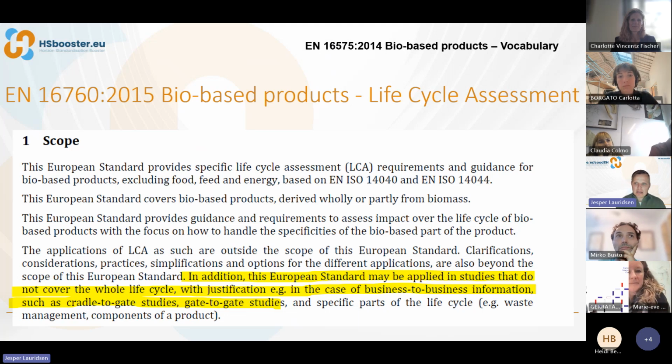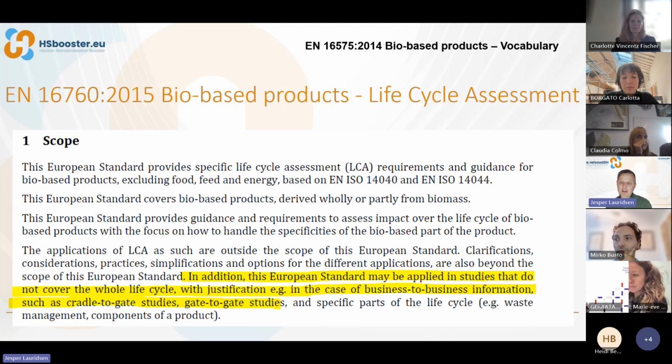So I know that some of you in the project are also working in the area of bio-based materials. I just wanted to highlight that there is a standard called 16575. It's in the upper right corner. It's a vocabulary standard for how to do LCA in that area, and then there is the actual standard, 16760, on bio-based products. It is more or less the same as 14040 and 14044.